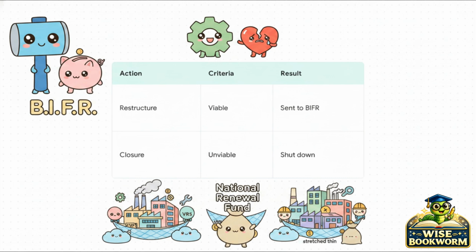Now, obviously, shutting down massive public employers led to significant worker resentment. To impartially manage this socioeconomic fallout, the government created a safety net called the National Renewal Fund. This provided compensation and voluntary retirement schemes, although in reality, those resources were often stretched incredibly thin.